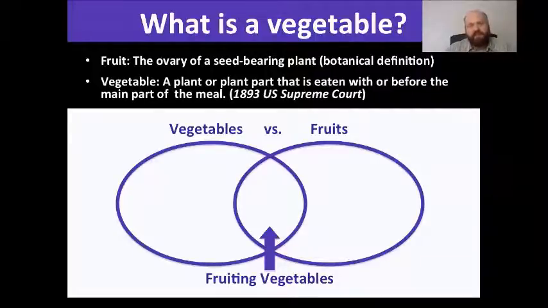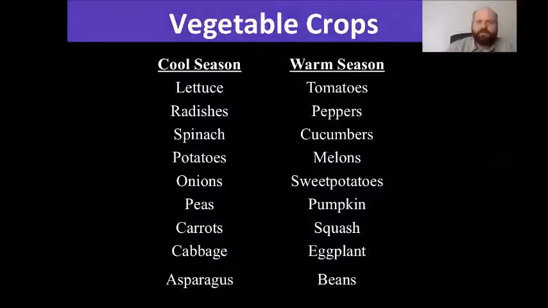So they defined it as a plant or plant part that is eaten with or before the main part of the meal. So as you go marching out into the world as master gardeners, you can now define exactly what a vegetable is and its interesting definition by the Supreme Court. And it's kind of interesting if you think about it. Since I've started giving this training, I now realize that avocados are probably vegetables, right? They look like fruit to me, but they probably are vegetables. So think about that on your way home today.